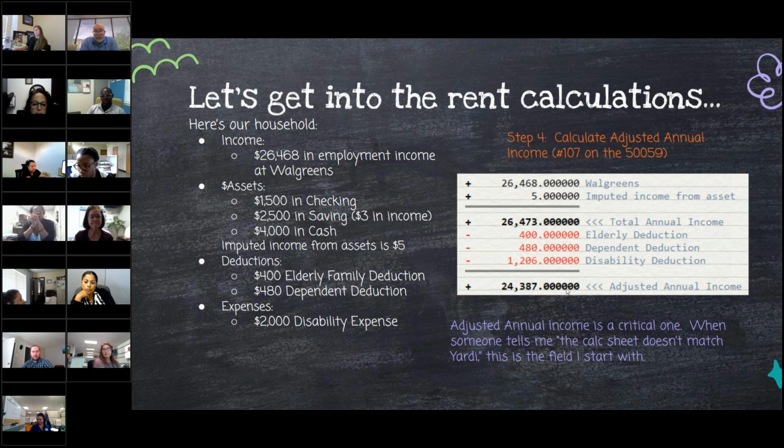This I'll also point out is usually where I start when I get the Yardi isn't matching my calc sheet question. There's as many things wrong, potentially, I feel like, above this or below this. This is where I look. Does the adjusted annual income on the calculation sheet match the adjusted annual income in Yardi? If it does match, then there's something wrong with the UA or contract rent or number of mixed family members, something along those lines. If they don't match, then it's some kind of problem with income, assets, or expenses, or Brian's Excel skills.